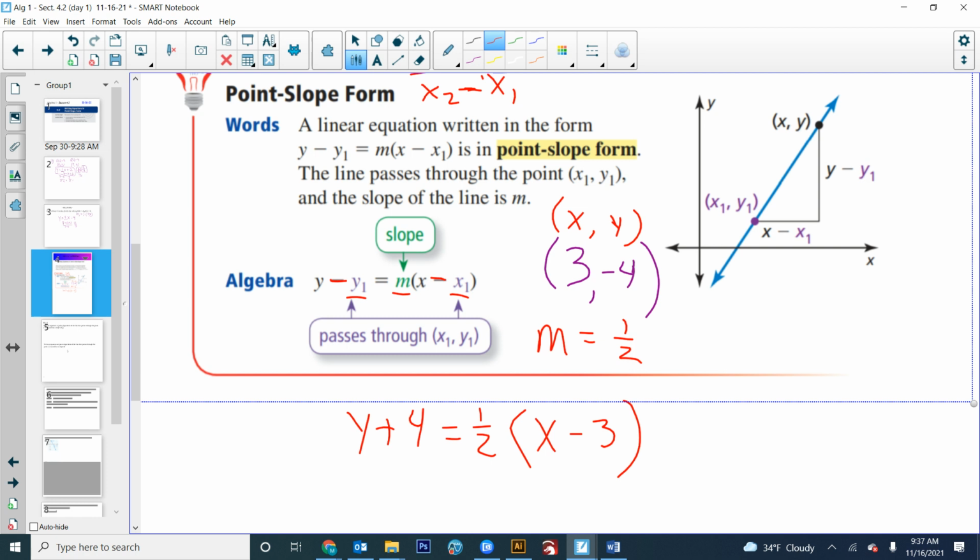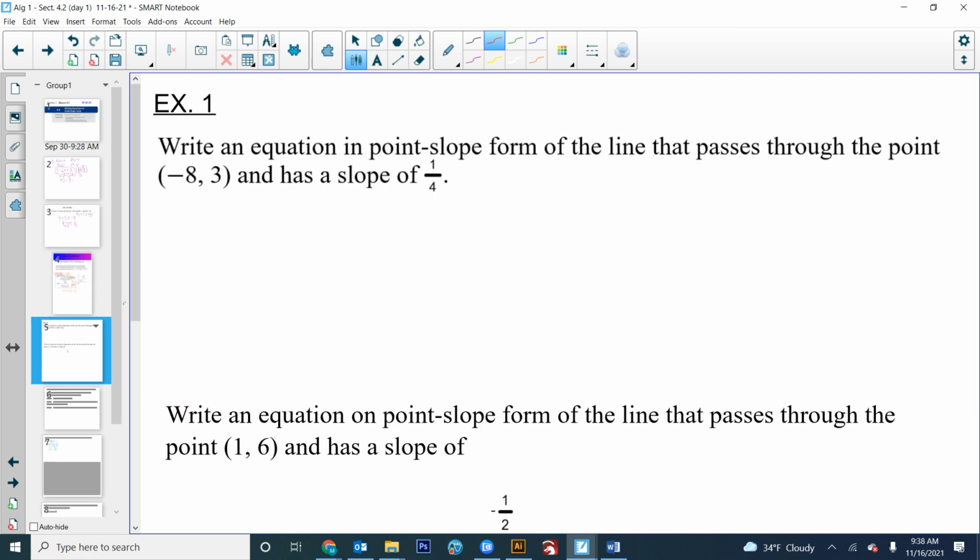Okay? So, guys, by looking at this, look up here one second. By looking at this, I know my x value is 3 positive and negative 4y right here because it's opposite. And I know my slope is 1/2. So that's the hardest thing dealing with this. Okay, so let's just practice it.